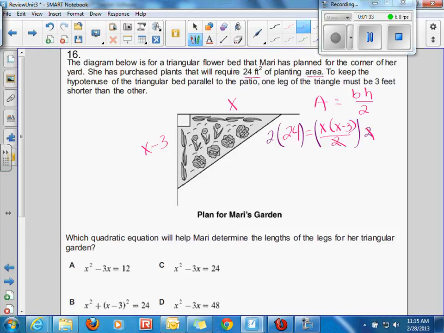So multiplying by 2 cancels that 2 out, which would give me x times x minus 3. And then 2 times 24 is 48. I don't see any that look like this, so I'm going to keep going. I'm going to distribute my x, and I'm going to look again at the answer choices. I do see one that matches. This matches choice D. It's saying which equation will help her determine, and we were working our way there, and that's the answer. We didn't actually have to finish that one. So that would be the equation that would solve it.